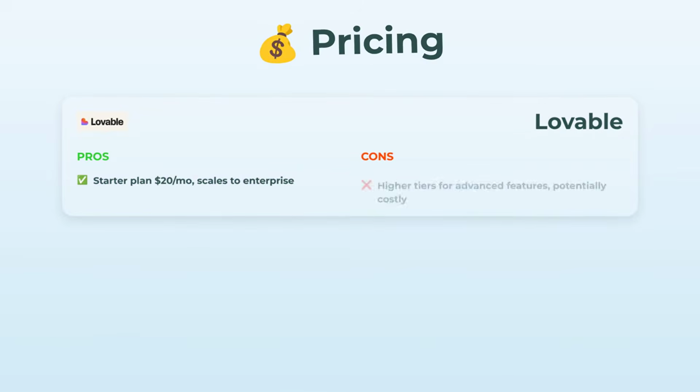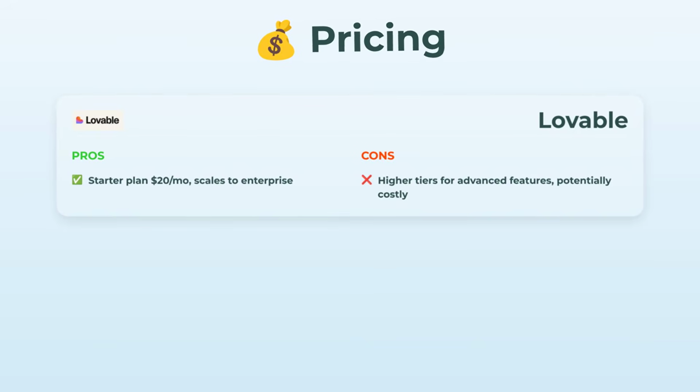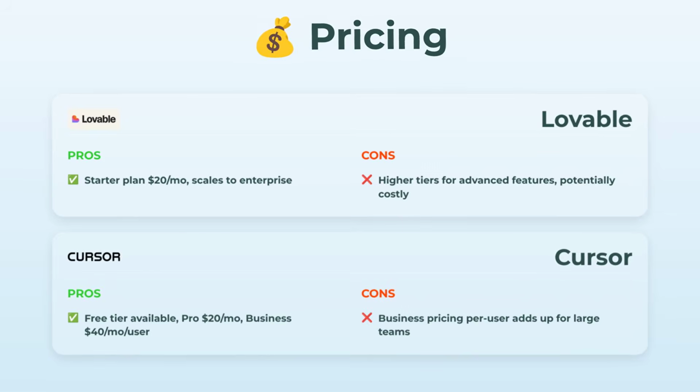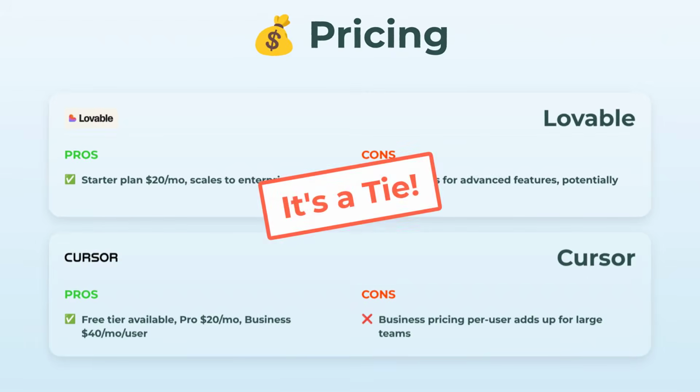On to pricing. Lovable starter is $20 per month and you can scale up to business features if you want to go wild. But yeah, advanced features do bump things up, so that's worth noting. Cursor comes in with a free option, Pro at $20 a month, and then business for $40 per user. If you have a big team, that can add up quick, but for solo devs, kinda perfect. So all things considered, pricing's pretty much even here, a tie.